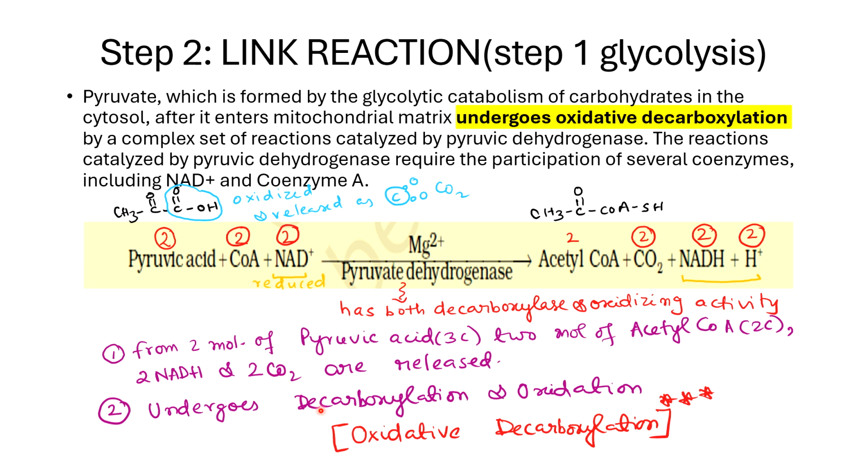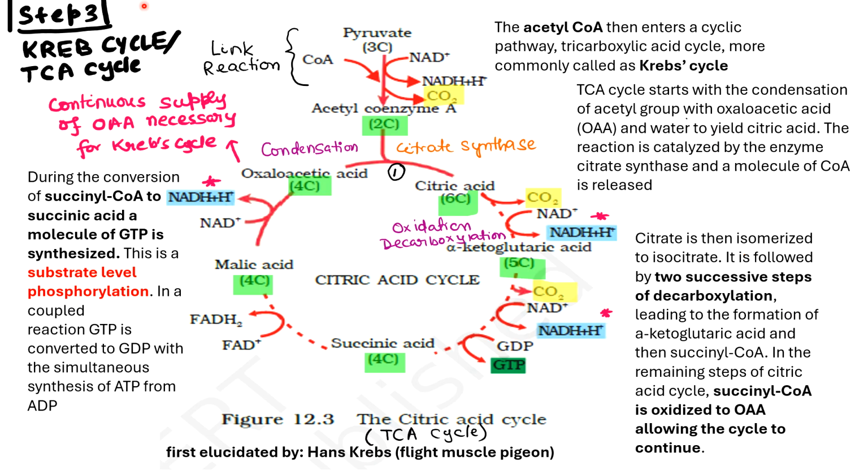So link reaction has oxidative decarboxylation that takes place, and this is accomplished by the enzyme pyruvate dehydrogenase, which has both carboxylase activity as well as the reduction activity. Now it needs magnesium 2 plus ions for its enzymatic activity. So that's all about the link reaction. Okay, now let's move on to the Krebs cycle.